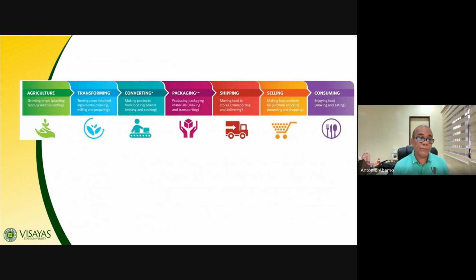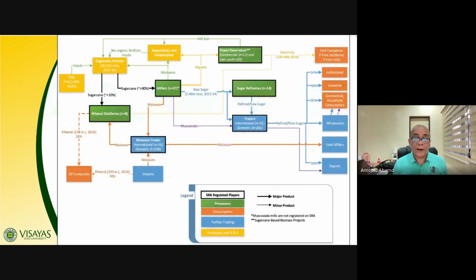Just like this one, you have agriculture, transforming or converting products with processing, converting from other products, packaging, then shipping and selling down to consumption. So that means from production down to the final end customer. Just like this one also, you can see here a typical supply chain.